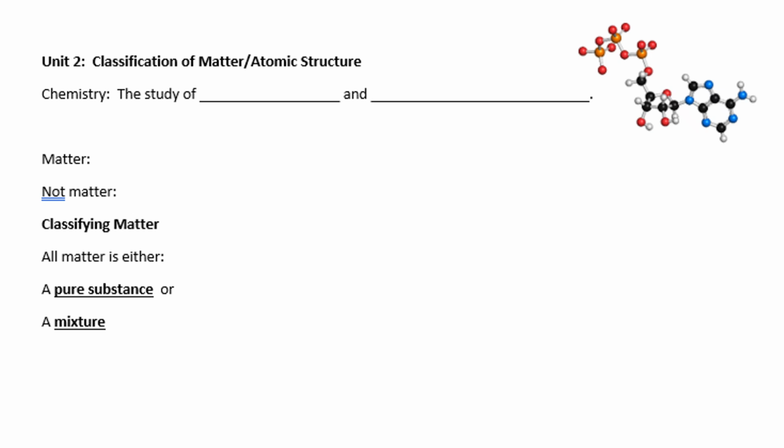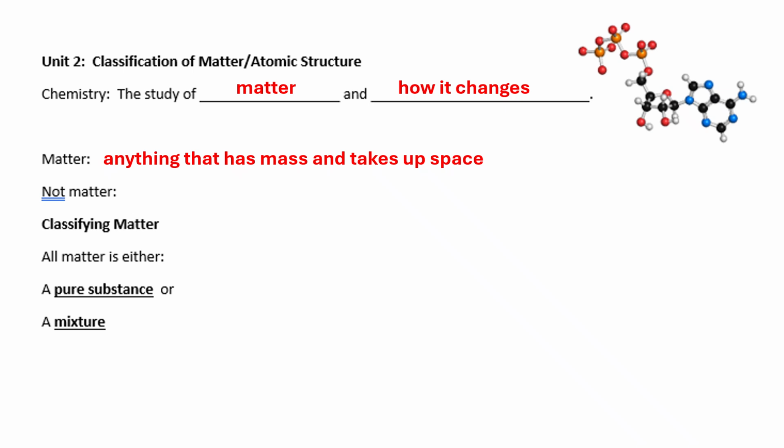So far, we've mostly just done measurement and unit conversions and things like that. Chemistry is the study of matter and how it changes. So reactions, physical changes, those are all things that we're going to be talking about. And matter is defined as anything that has mass and takes up space. So mass and volume. Okay.